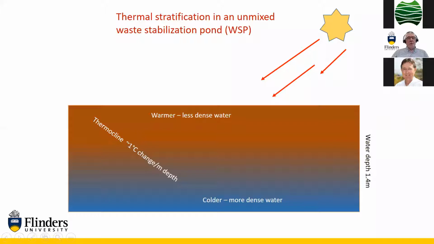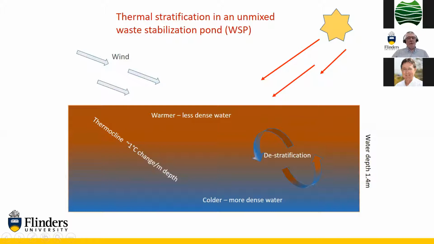And that's quite enormous, really. 12 degrees in 1.4 meters means that you're changing reaction rates for both the growth of algae and the growth of bacteria. You're changing all the physical constants for diffusion, etc. So a 12-degree difference is quite enormous. That situation will remain as long as there's no mixing. The less dense water will stay over the colder, more dense water unless you have wind action, and then you get destratification.